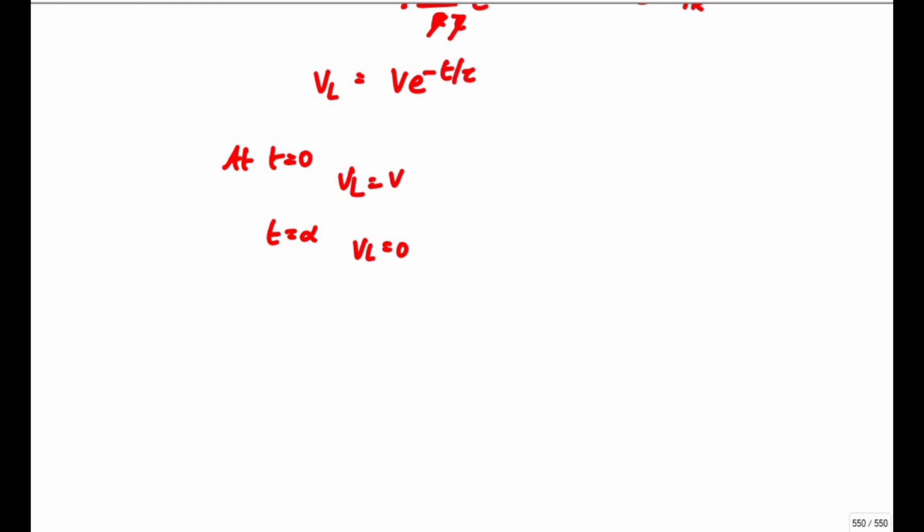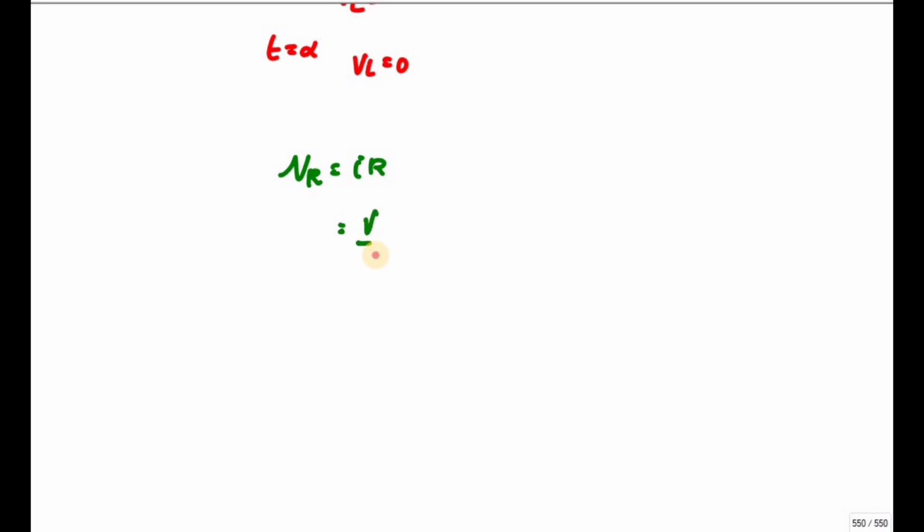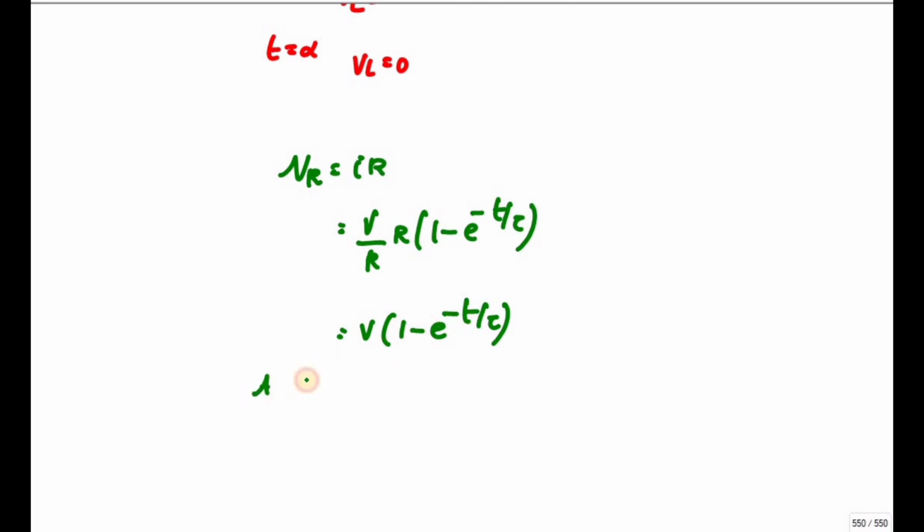We know that VR is equal to I into R. What is I of t? I of t is V divided by R minus V divided by R into e power minus t divided by tau. I'm going to multiply by R, so R and R get cancelled out. So VR is equal to V into (1 minus e power minus t divided by tau). At t is equal to 0, VR is equal to 0. At t is equal to infinity, VR is equal to V.